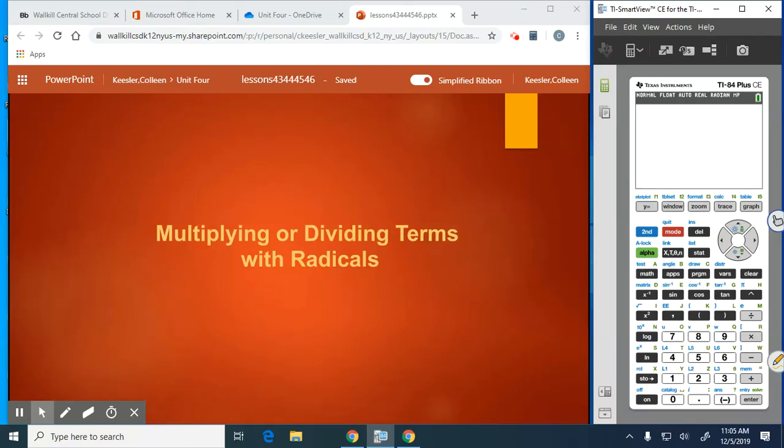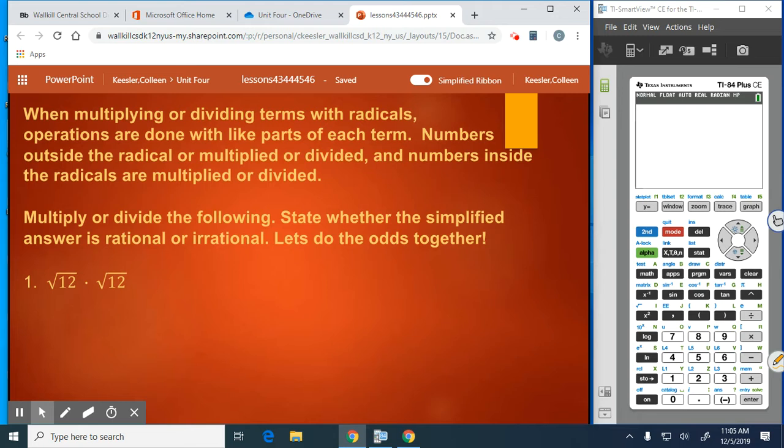Hey gang, today we're multiplying or dividing terms with radicals. When multiplying or dividing terms with radicals, operations are done with like parts of each term. Numbers outside the radical are multiplied or divided, and numbers inside the radicals are multiplied or divided. This should say are here.